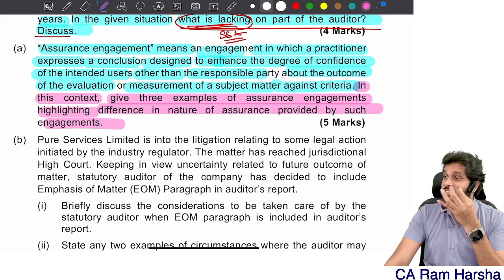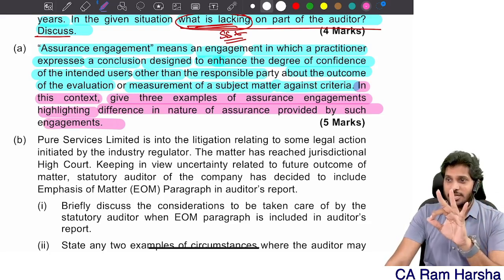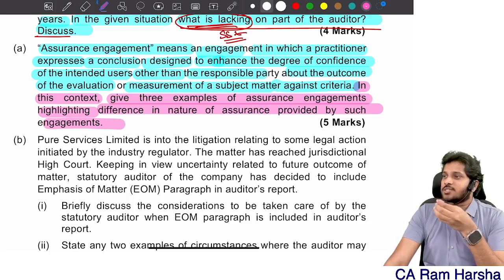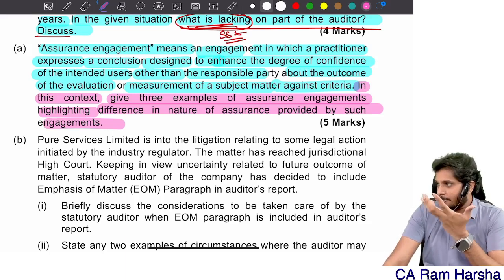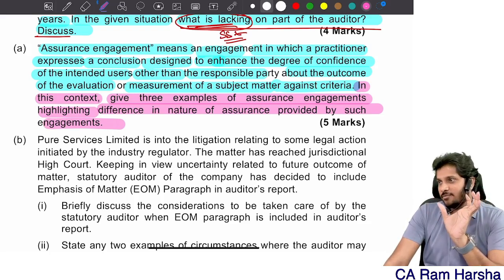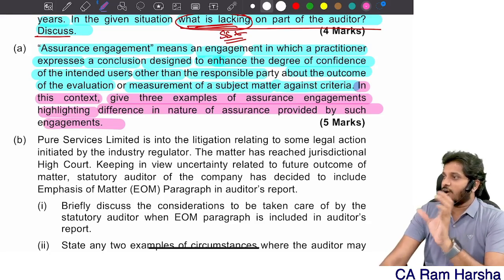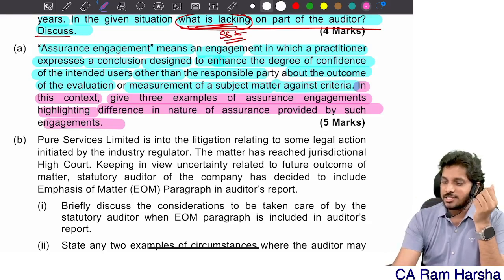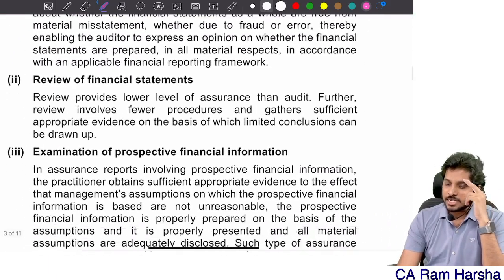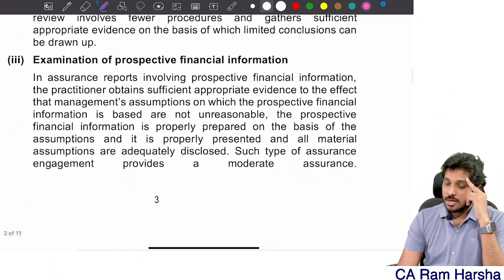Reasonable assurance, which is a high level of assurance but not absolute assurance. Review, which is a limited assurance, where the auditor will give expression with a negative phrasing: nothing has come to my attention. Like that, the auditor will give opinion. And finally, moderate assurance in case of prospective financial information. So you see 3 examples: audit of financial information, review of financial information, examination of PFI.